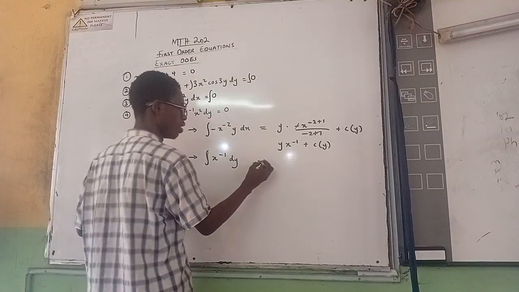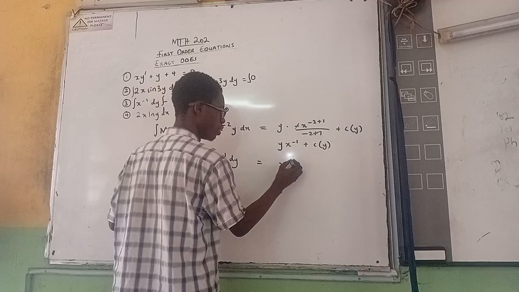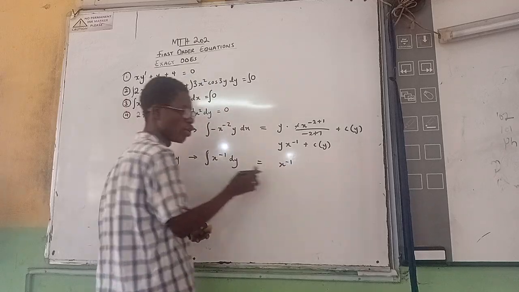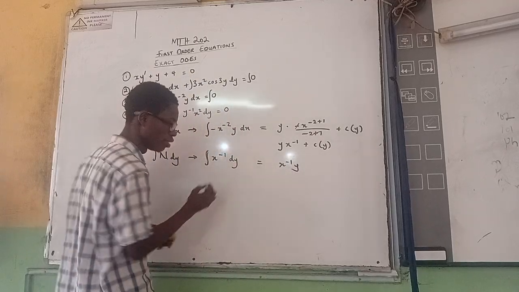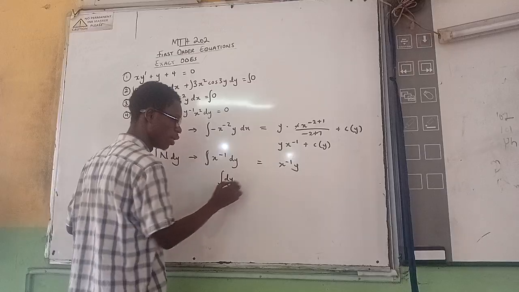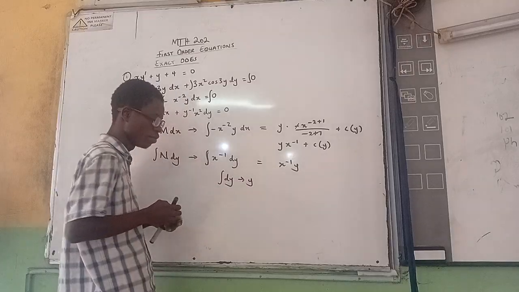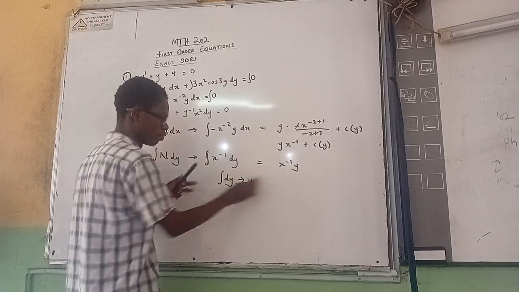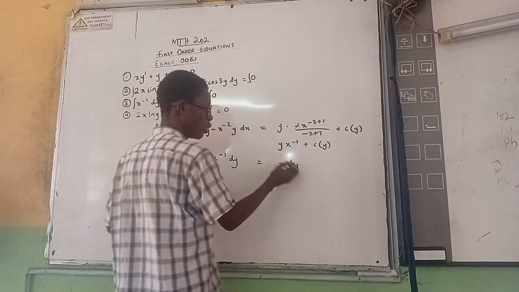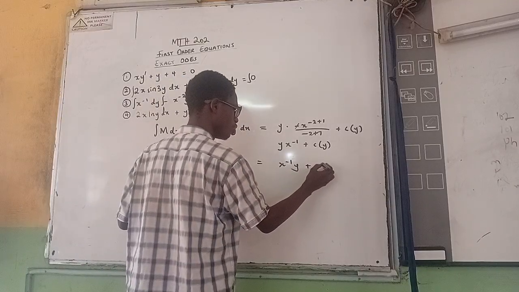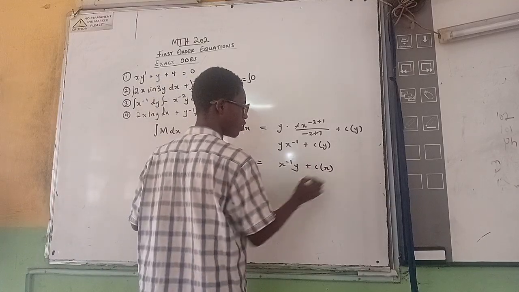So I can now say my answer is x minus 1 is a constant. We are integrating with respect to y, so y will just appear, since the integral of dy is y. So this means we have x minus 1 y plus our constant, which is a function of x.